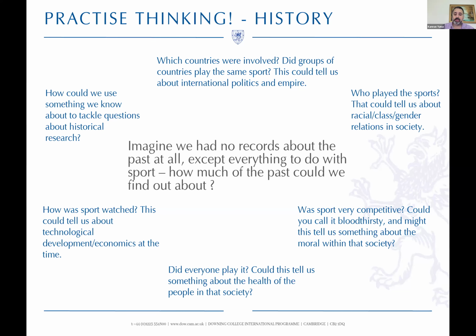Other examples are, did everybody play the sport? Could that tell us information about the health of people in society? There are lots of different ways of taking this question forward and analyzing it to come up with your own thought process of what you think could be useful ways of interpreting or inferring information to be able to interpret things about history.